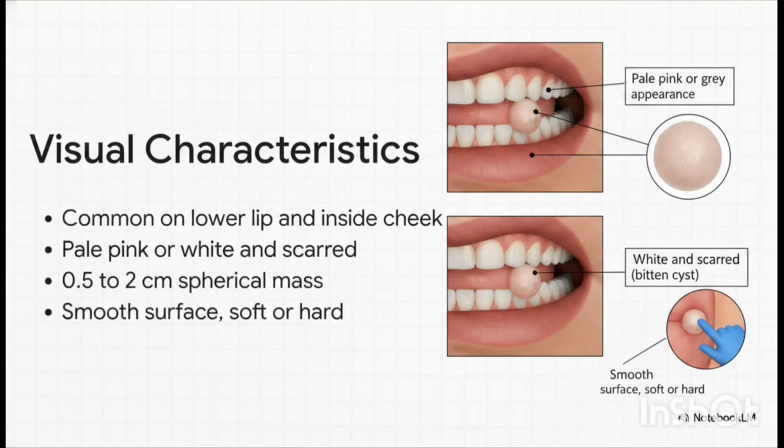Let's break down those visual and physical characteristics a bit more, because this is absolute high-yield exam gold. Location is a massive clue. It's super common on the lower lip and inside the cheek, right at bite level, exactly where the teeth meet. Now, what about the color? Usually it's a pale pink, kind of matching the surrounding tissue, but the fluid inside gives it this very specific gray, glary appearance of mucus. But wait, here's a great clinical pearl for you. If the patient has been biting it and damaging that epithelium, it's going to look white and scarred. When you actually palpate it, you'll feel a smooth surface, it might feel soft, or it might feel hard. That completely depends on the fluid tension trapped inside.